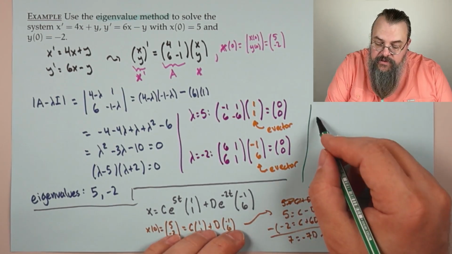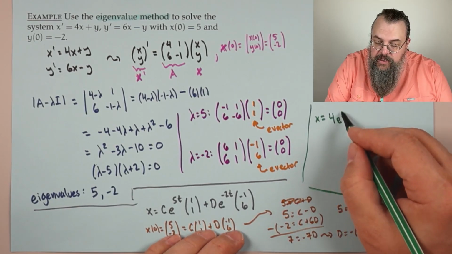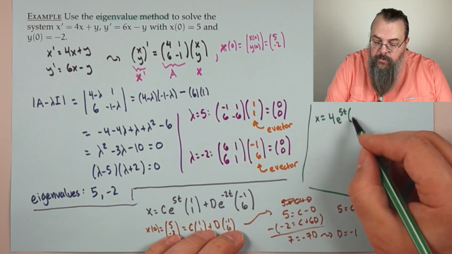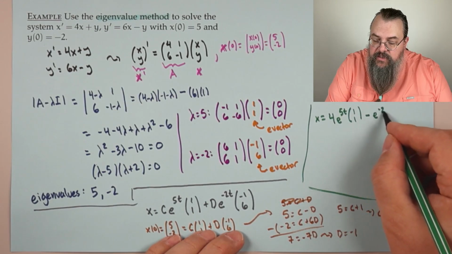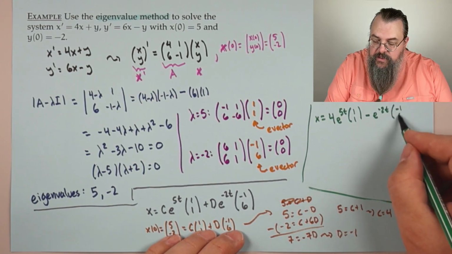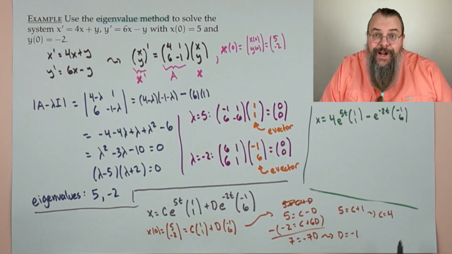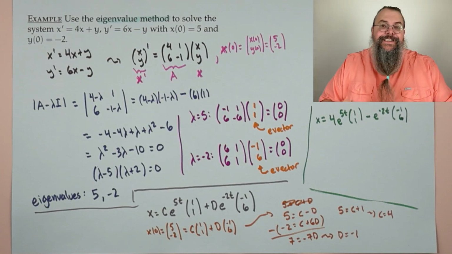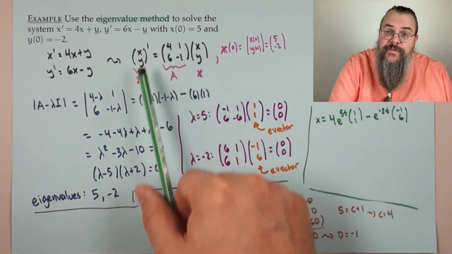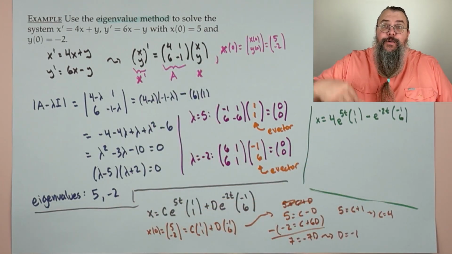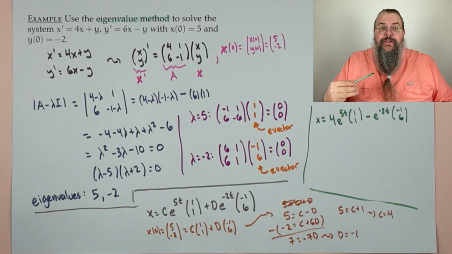We have our solution x looks like c, which is 4, e to the 5t, 1, 1, and then plus d, which is a minus, e to the minus 2t, minus 1, 6. All right. Now, is this our answer? And why not? It's not our answer. Why not? Well, because the matrix form wasn't part of the problem. We introduced it. So we should unintroduce it, get back to what it is.